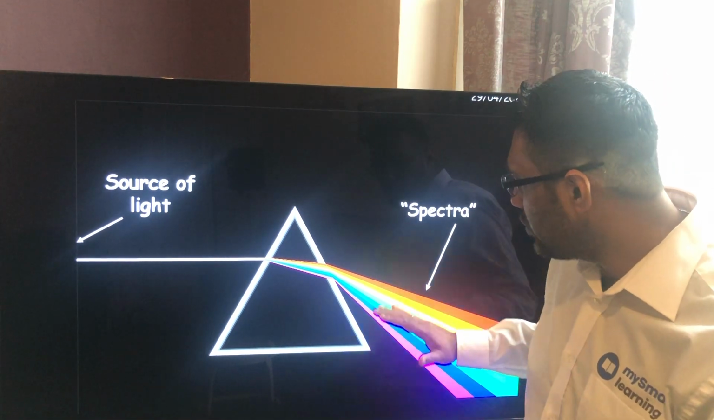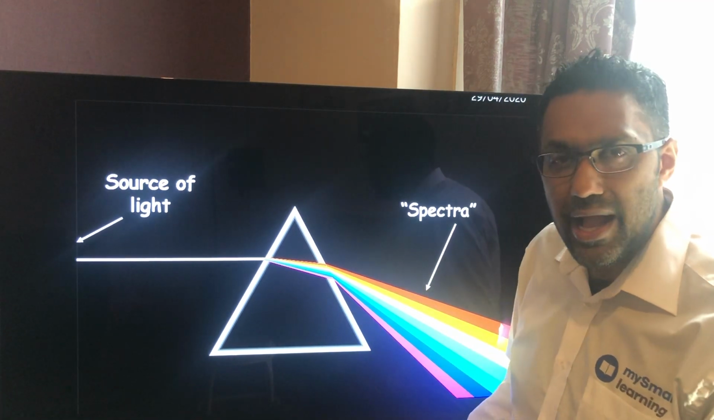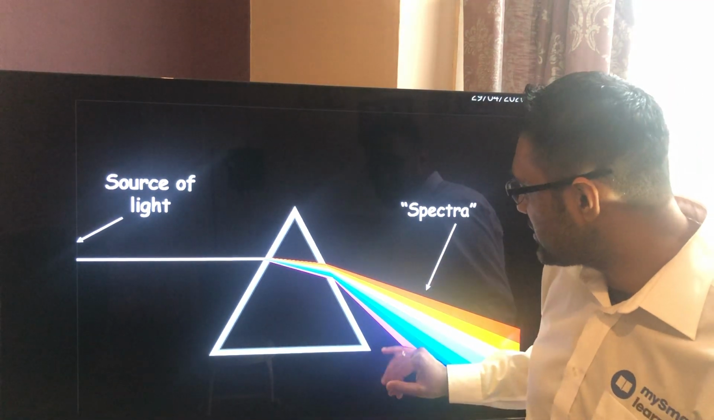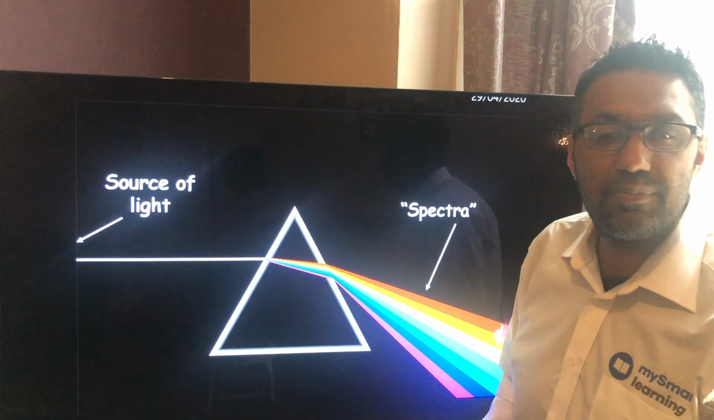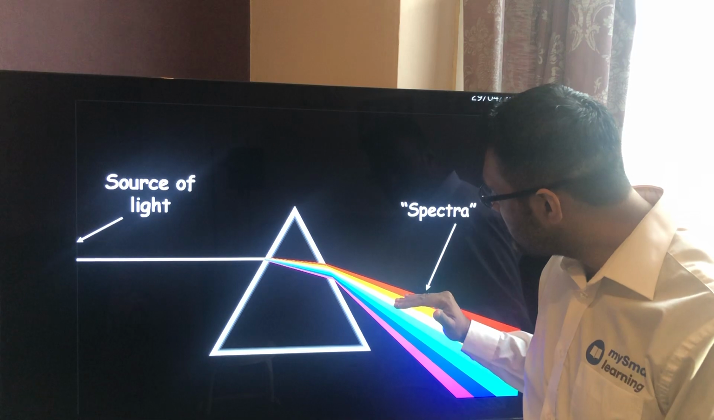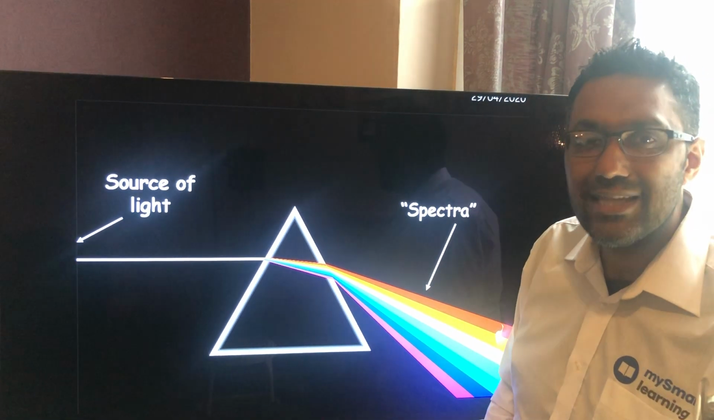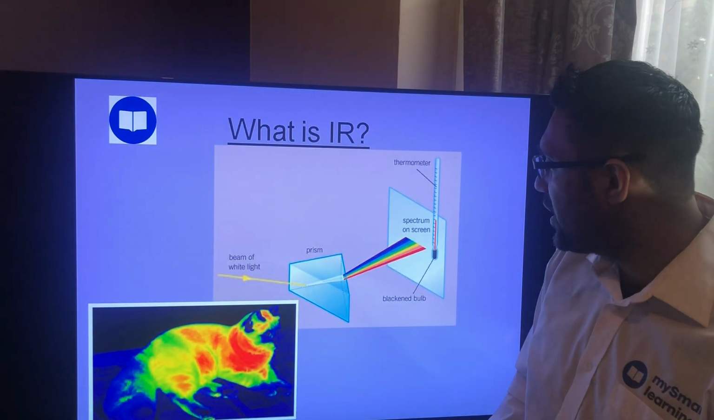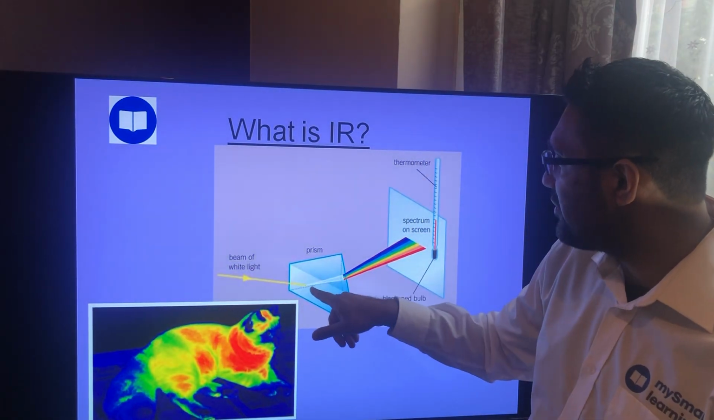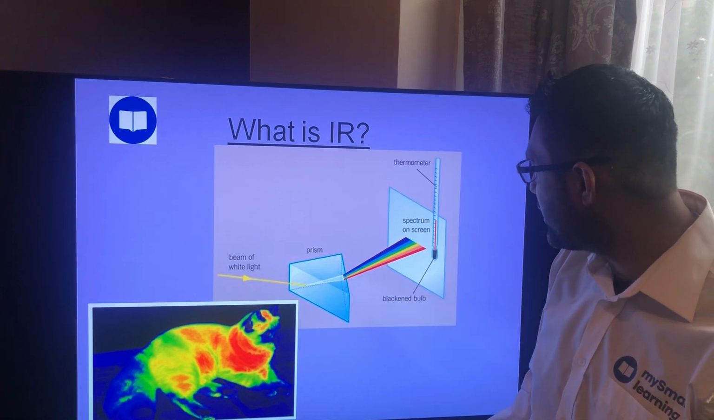This is what we call the visible spectrum. If I go beyond violet, I can't see it anymore. I can see those 7 colours, but I can't see beyond violet. Beyond violet is what we call ultraviolet. And if I go beyond red, there's an invisible bit there as well that I can't see. That's called infrared. So again, here's another beam of light going through a prism, and I've got a screen there, and I can see my spectrum on that screen.